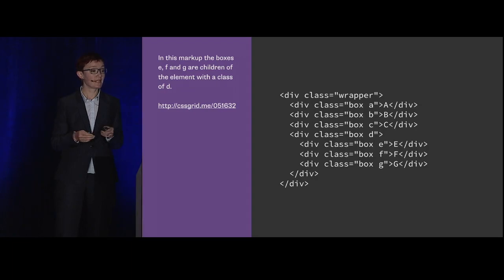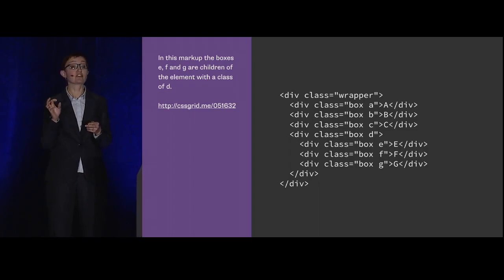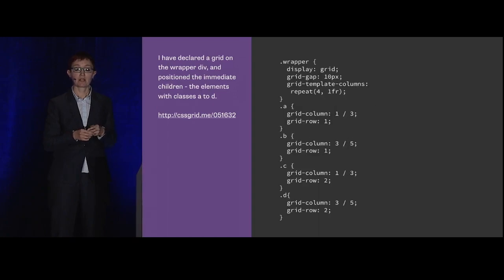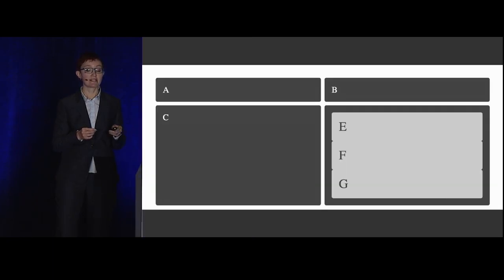So here I've got an example of that. Here I've got a div with a class of wrapper, and inside I've got some boxes, so I've got some divs. As you can see, box D actually has 3 other divs nested inside it. So E, F, and G are children of box D. So I say display grid on my wrapper, and I create my grid, and I'm laying out A, B, C, and D on that grid. And so what I get is this.